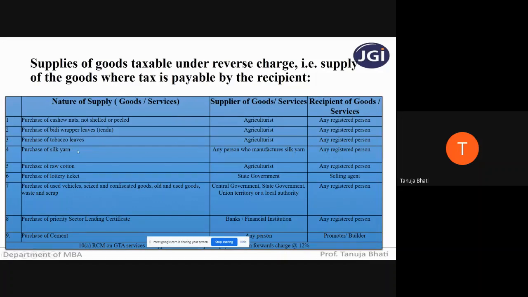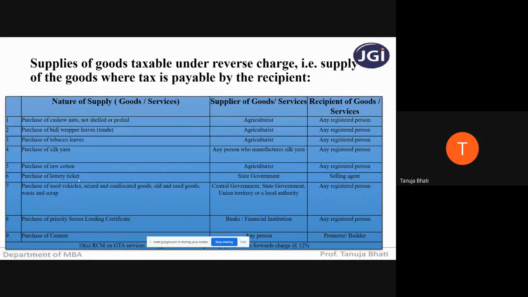Purchase of silk yarn: the person who manufactures silk yarn is the supplier, any registered person is the recipient, and the tax liability falls on the registered person. Purchase of raw cotton: the supplier is an agriculturist, and the recipient is any registered person. The liability to pay under reverse charge falls on any registered person.